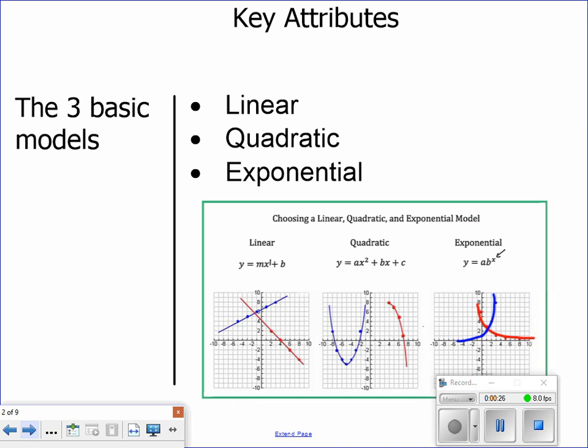The three basic models for our functions this year are going to be linear, quadratic, and exponential. Linear is a graph that gives you a line. Quadratic is a graph that gives you this U shape, or what we call a parabola. And then exponential is something that will give you an exponential curve.